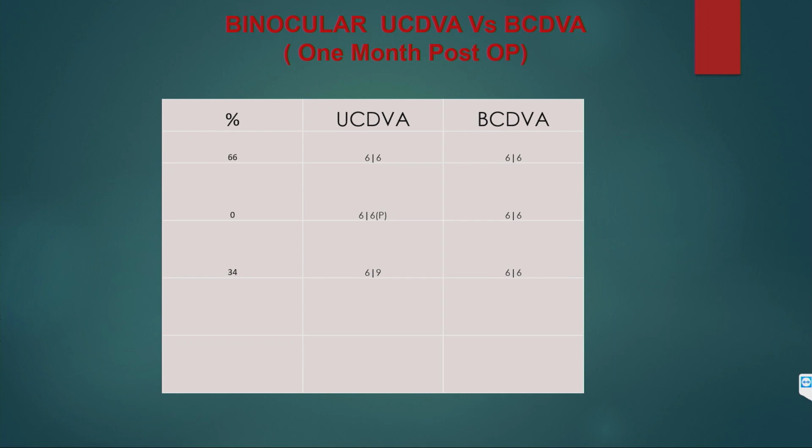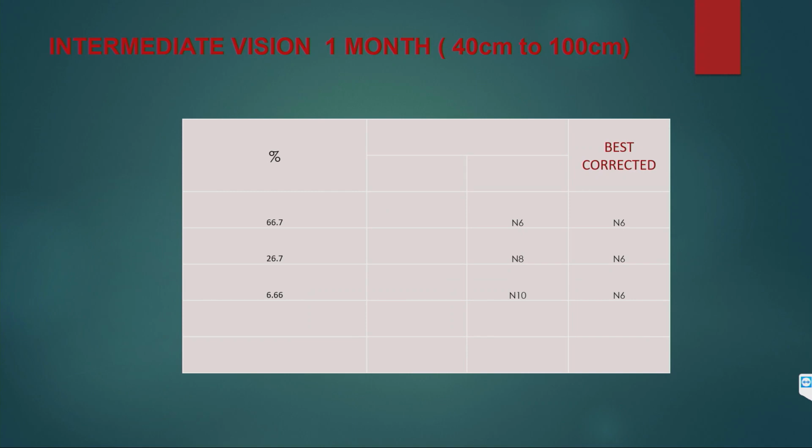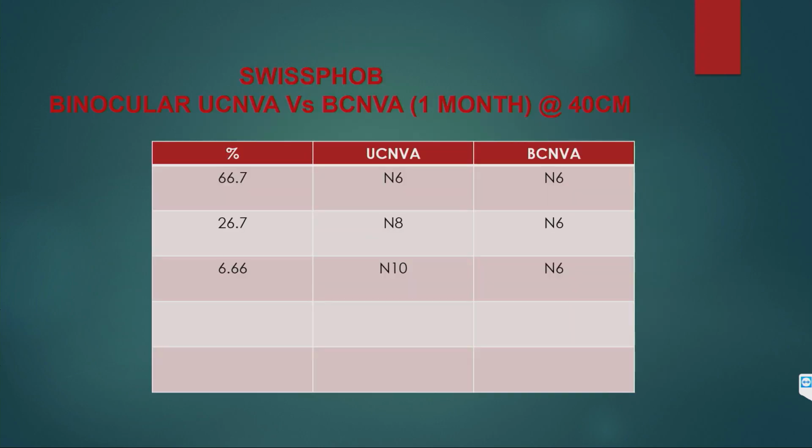And I've got uncorrected vision of 6/6 in 66% of patients and 6/9 in around 34% of patients. This is the far vision. And for intermediate vision, around 67% had N6, 26.7% had N8, and 7% had N10. And the binocular uncorrected near vision: 66.7% got N6, 27% N8, and 7% N10. Mind you, I always leave a slight myopic residue in the non-dominant eye, which is also responsible for the N6 available in some of the patients.